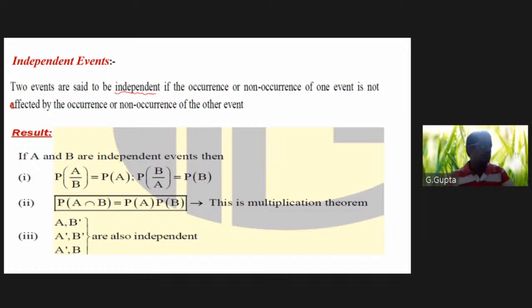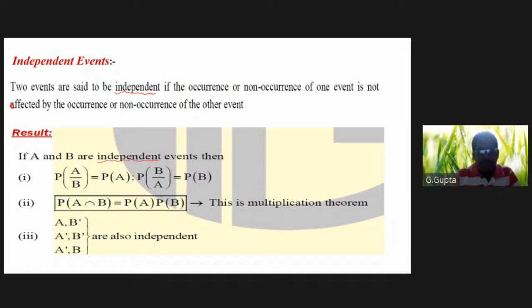Result. If A and B are independent events, then consider the conditional event from the previous session, P of A by B. What does it mean? Event A depends on event B. But here it is mentioned independent, so there is no use of this conditional event A by B. We are finding probability for event A after B happened. But here A is independent of B. So this is nothing but probability of A. Similarly, probability of B given A is nothing but probability of B.